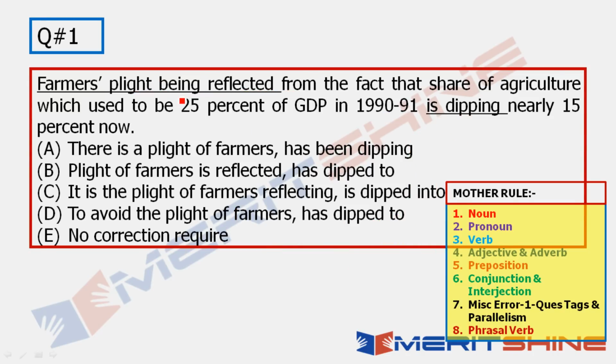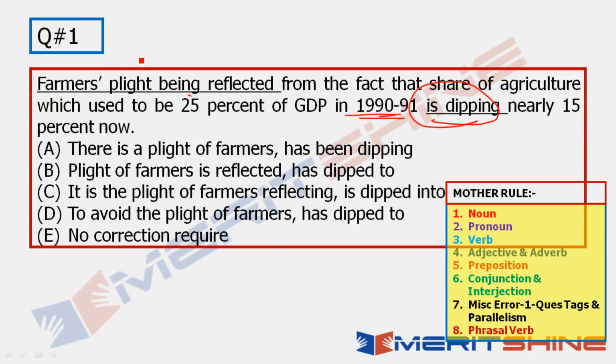Now let's move on and read the sentence. We will read the sentence once. Farmers' plight being reflected from the fact that share of agriculture, which used to be 25% of GDP in 1990, is dipping nearly 15% now.